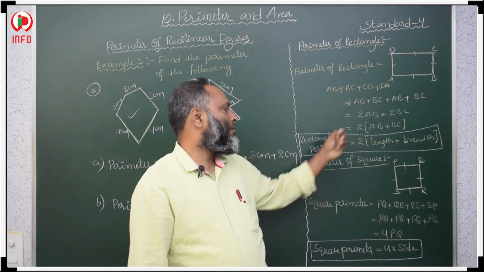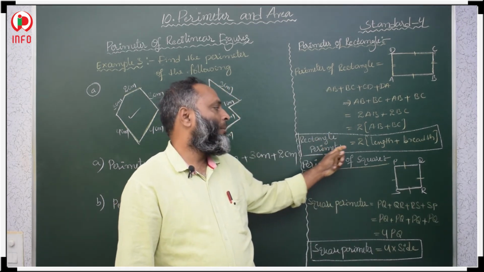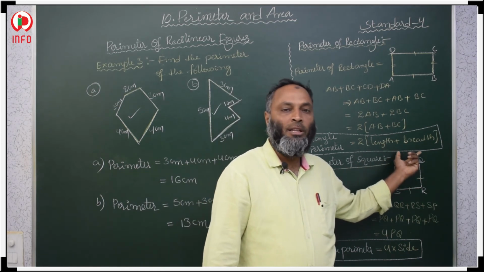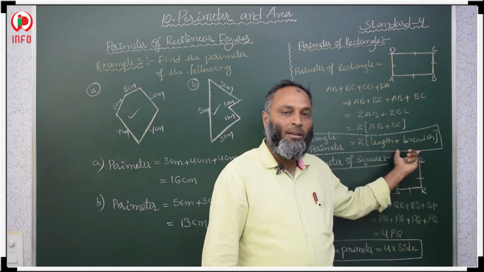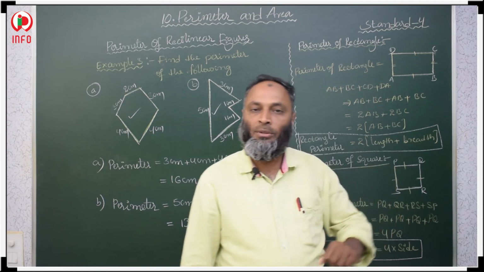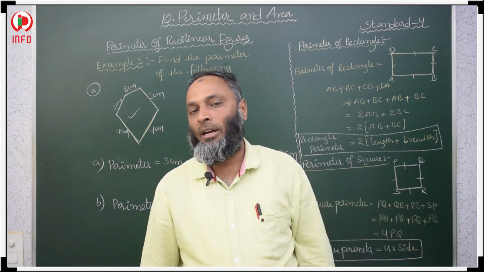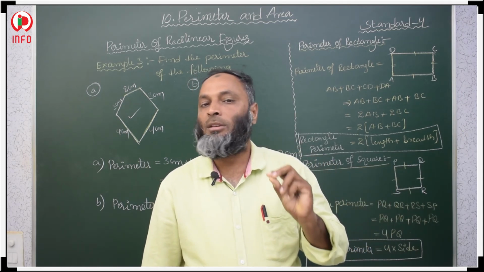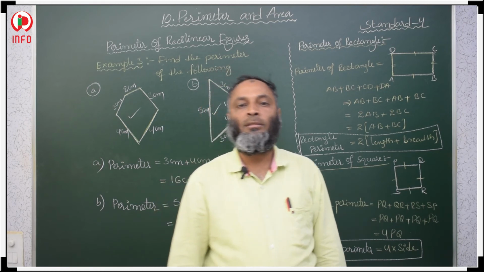In a rectangle also, the perimeter means 2 times length plus breadth. First we add length and breadth, and then we multiply with 2, and you will get the perimeter of a rectangle. These 2 formulas you should remember. Okay students.